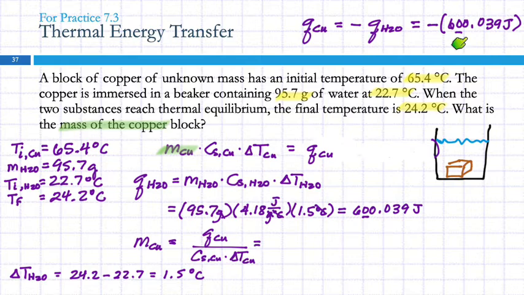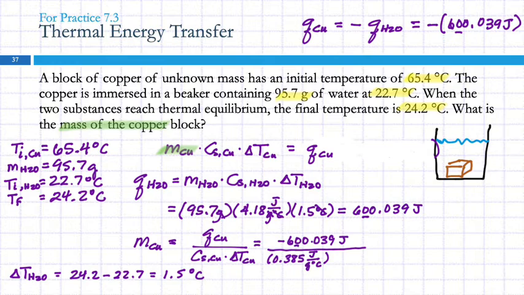We used the water information to find out what Q for the copper is. It's negative 600 joules. Does that negative sign make sense? Yeah, because the copper was hot and it's losing energy to cool down. So that's the Q. We have to go look up the heat capacity for copper. I actually remember this one too. It's kind of scary. 0.385 joules per gram degrees Celsius.